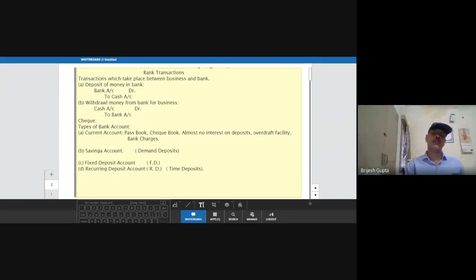And these two accounts are called demand deposits because money deposited in these two accounts is payable by the bank on demand. It means the customer can withdraw this money at any point of time from the bank. Is it clear?